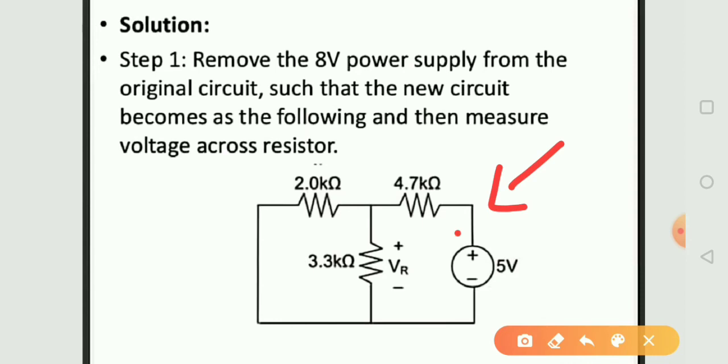For this we have to calculate the total resistance. We can see that the 2 kilo ohm resistance and the 3.3 kilo ohm resistance are in parallel. So we calculate this resistance in parallel.